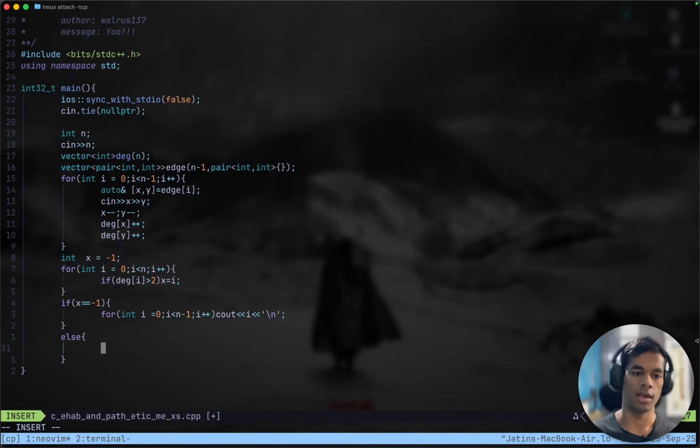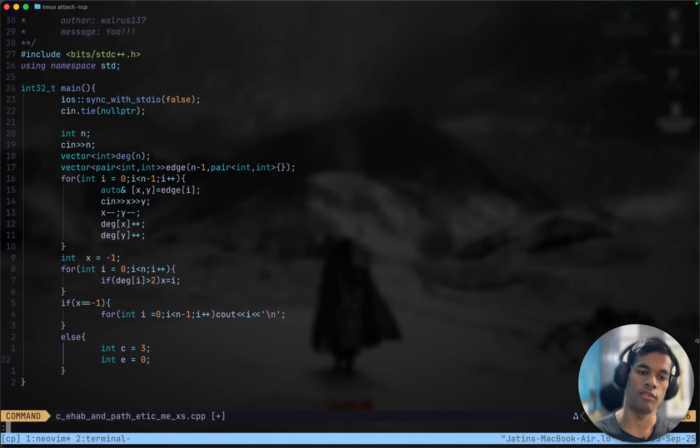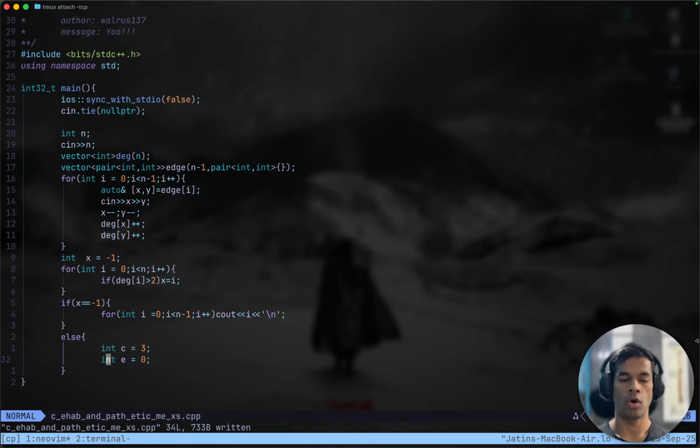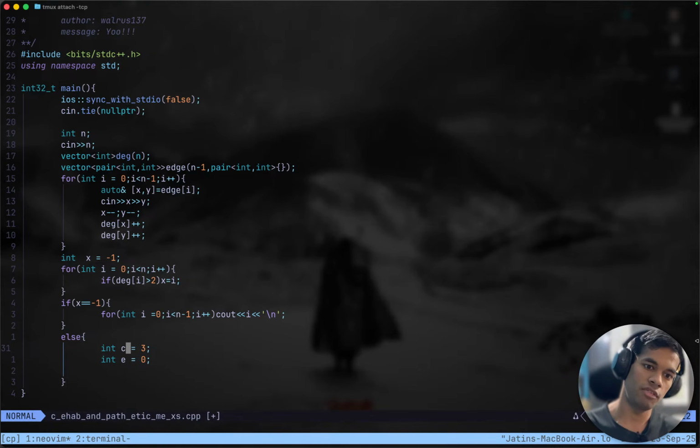If that is not the case, we have some x, then int c equals 3, and int e as an edge equals 0. Because we have 0, 1, and 2 values of edges reserved for this x node, which has a degree of either equal to 3 or greater than 3. And for every other node, we will increase their counting starting from 3.